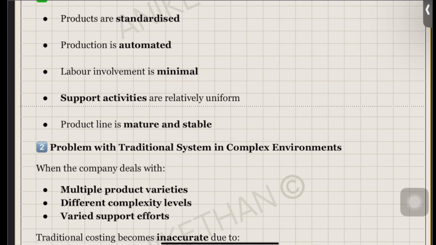So in this case, what happens? This concept is called skewed, meaning the overhead is disproportionately charged across products. So in this case, what they do is break it down to activities. You charge some rate to an activity. Based on how much time that activity takes or how many times that activity is done, the overhead is calculated.